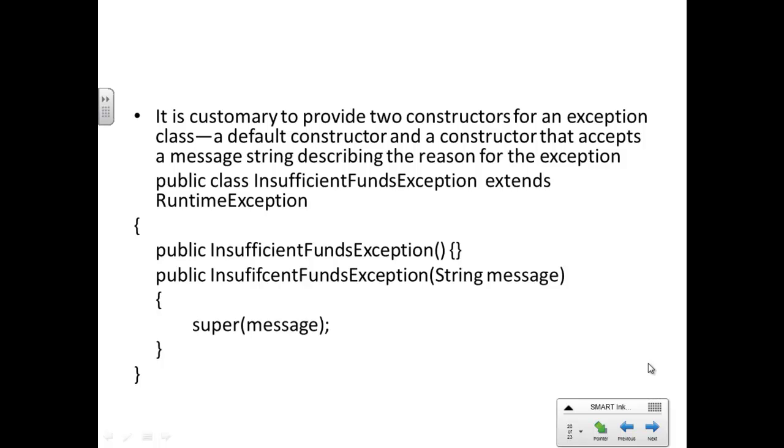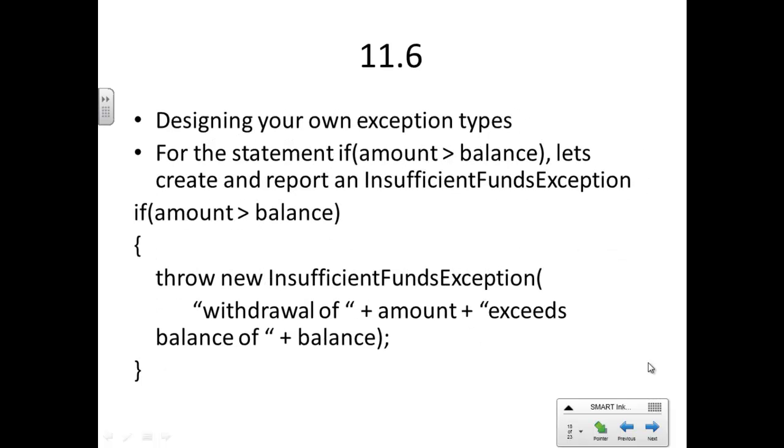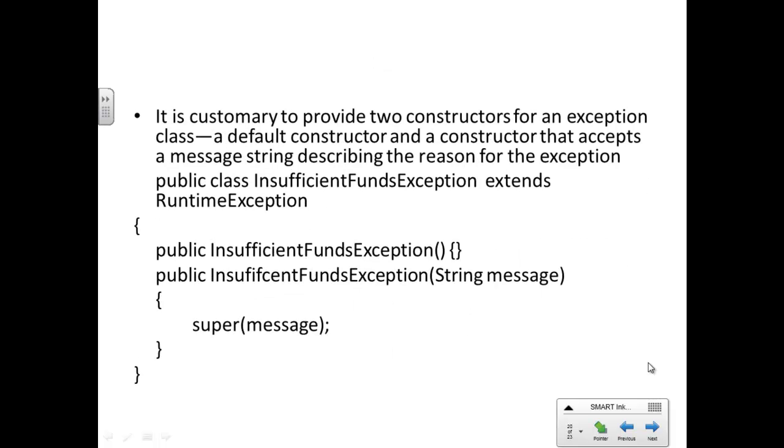So we want to generate a message. It's customary to give two constructors because now that we've written we're going to throw our new insufficient funds exception, we have the problem that when we go to compile it, we're going to get an error. The computer has no idea what an insufficient funds exception actually is. So we have to write insufficient funds exception.